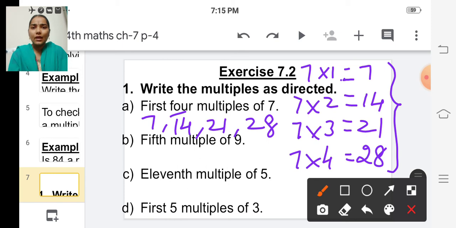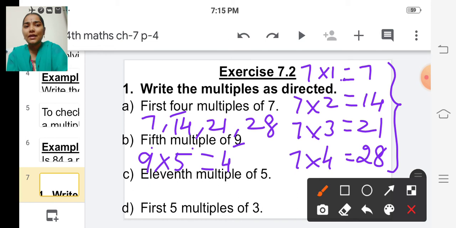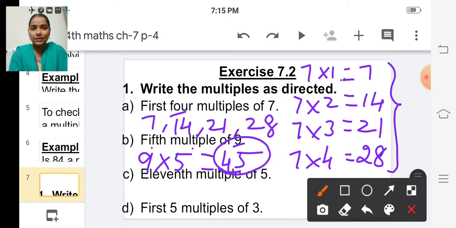Okay. Have you all understood, children? Yes. See B. Fifth multiple of 9. So we are going to find out the fifth multiple of 9. For that, what we have to do? We have to multiply 9 by 5, because they have asked fifth multiple, isn't it? So we have to multiply this 9 by 5. 9 fives are 45. So 45 is the fifth multiple of 9.